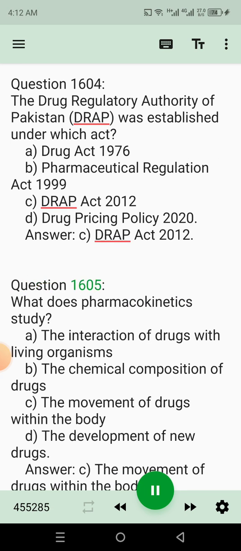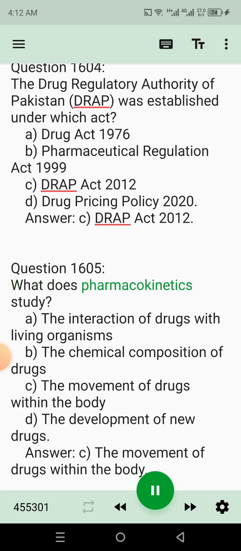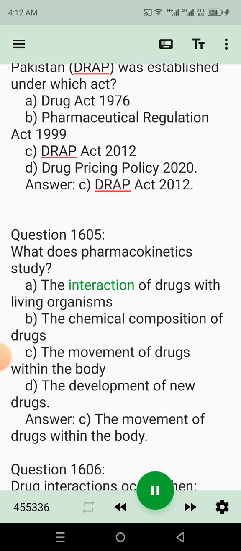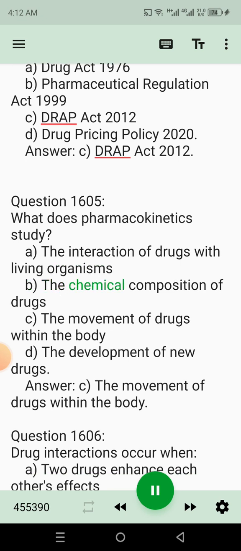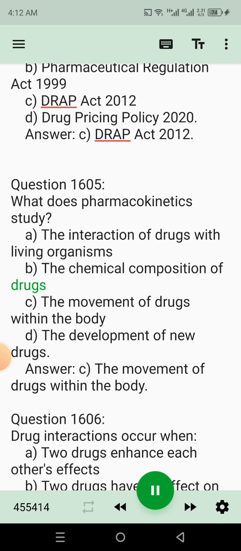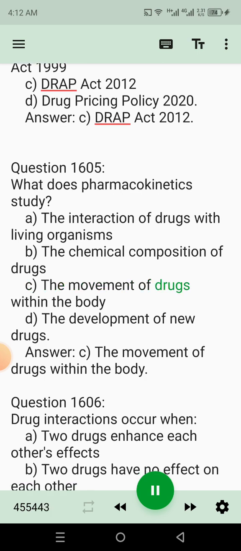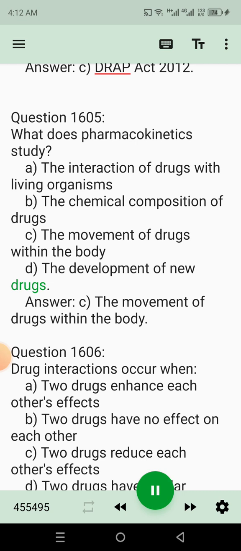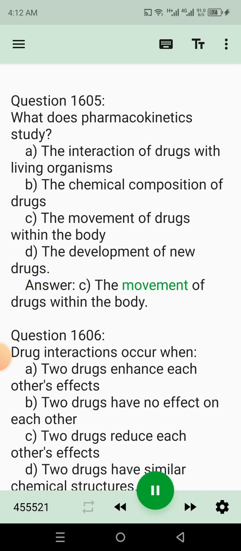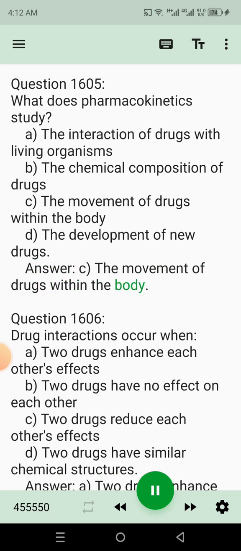Question 1605. What does pharmacokinetics study? A. The interaction of drugs with living organisms. B. The chemical composition of drugs. C. The movement of drugs within the body. D. The development of new drugs. Answer: C. The movement of drugs within the body.